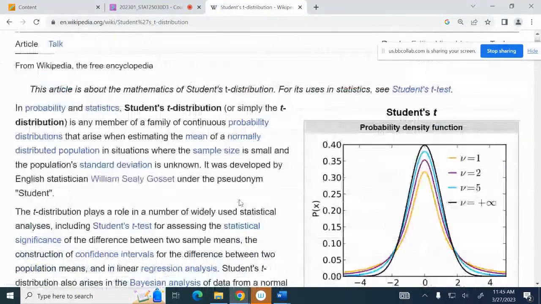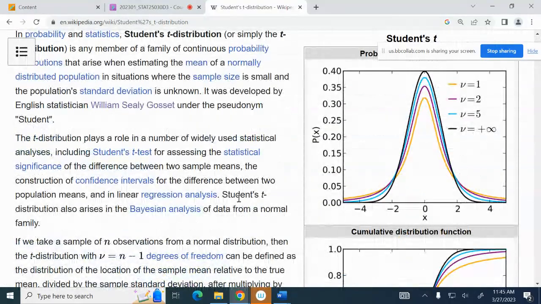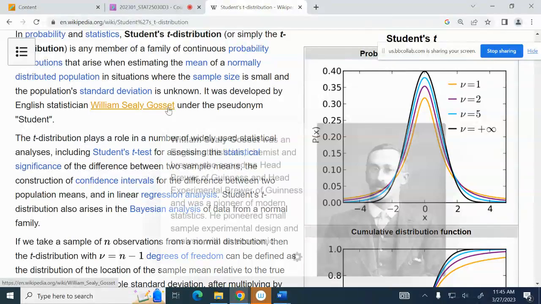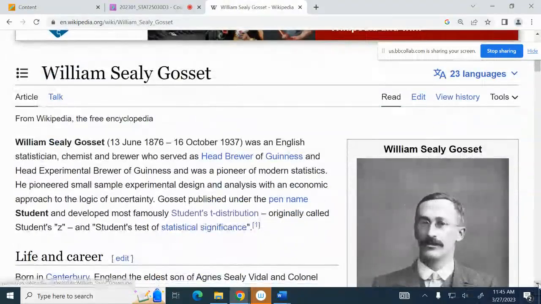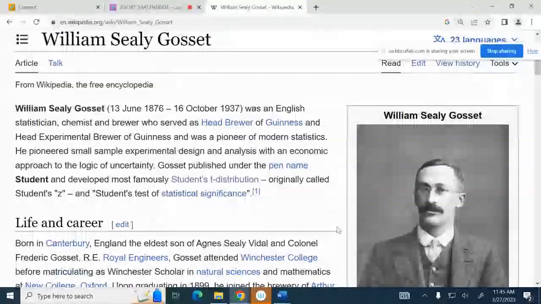Yeah, here is the shape of the t distribution. I told you it looks like a standard normal distribution, bell shape, symmetrical, mean equal zero, right? Because the t distribution was from the standard normal distribution. He suggested the t distribution. He was born in 1876 in England, an English statistician, chemist.